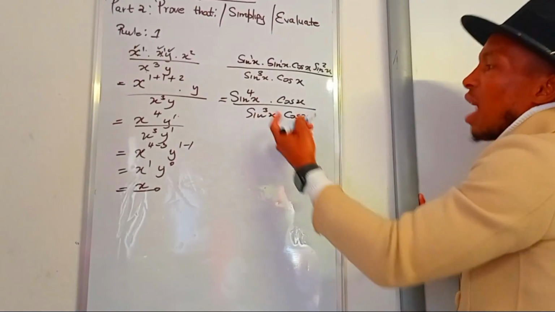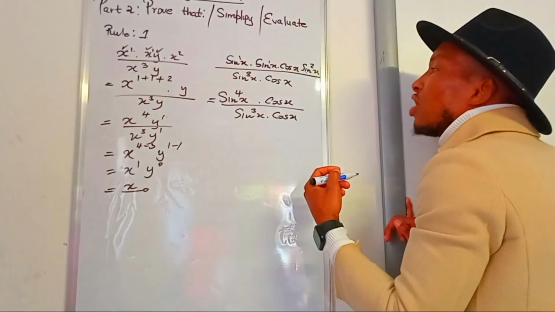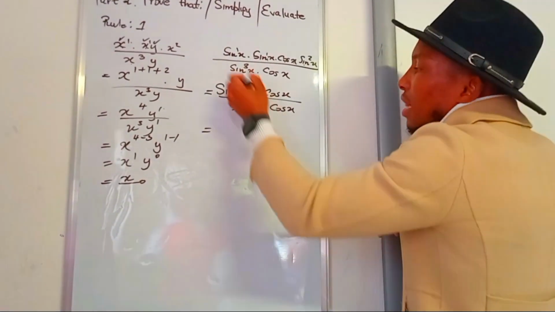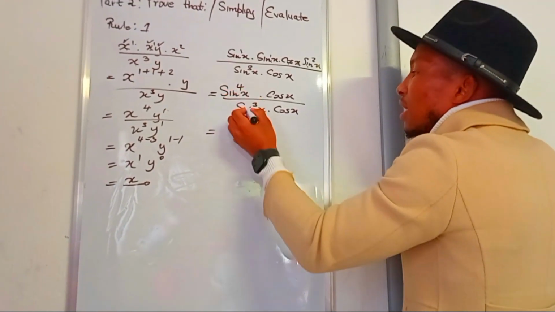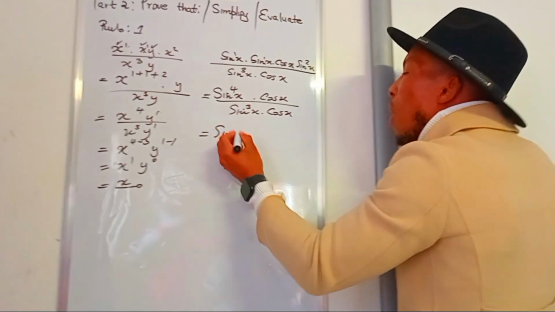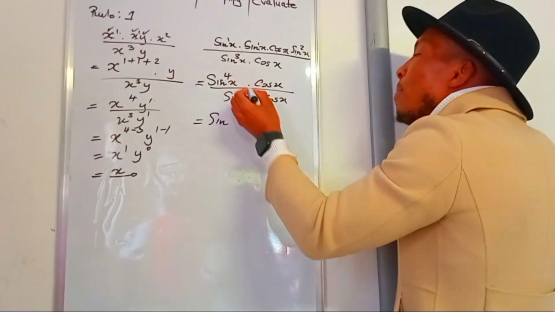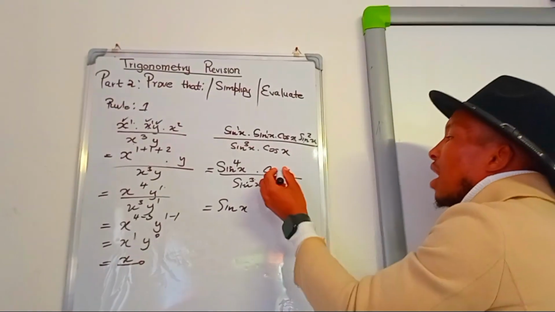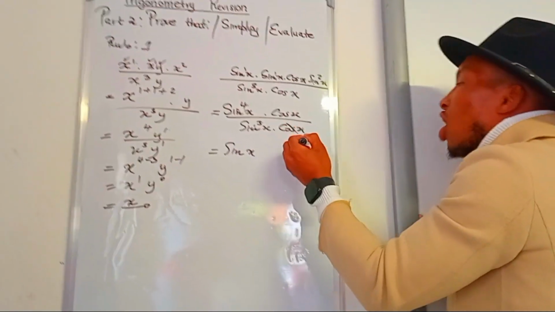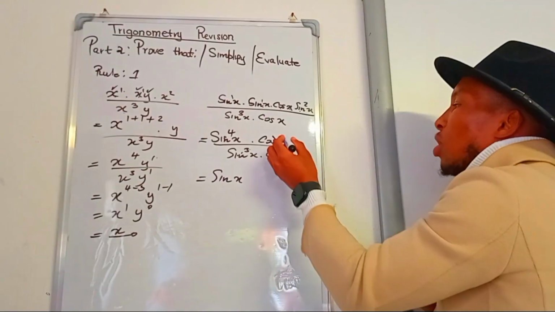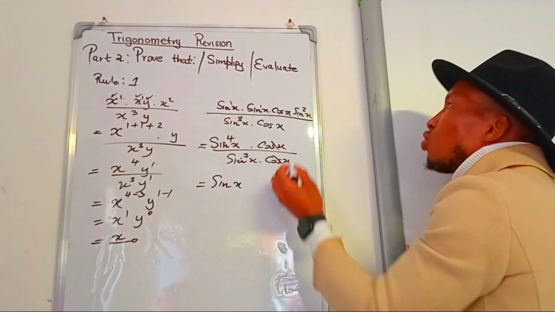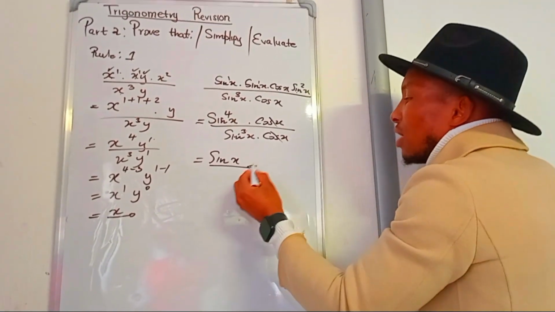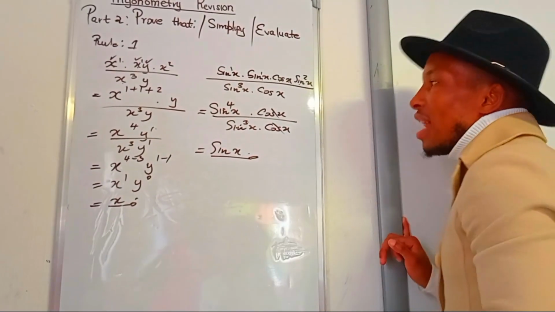times cos x. Okay, now you use the laws of exponent of division. You take only one base, then you subtract the exponents. Sine and sine are the same, so you take only one sine, then you subtract the exponents. 4 minus 3 equals 1. Okay, therefore we have sin x. Then cos and cos cancel each other because we are going to have 1 minus 1. Any number raised to 0 equals 1. Therefore, the answer is sin x. Okay?